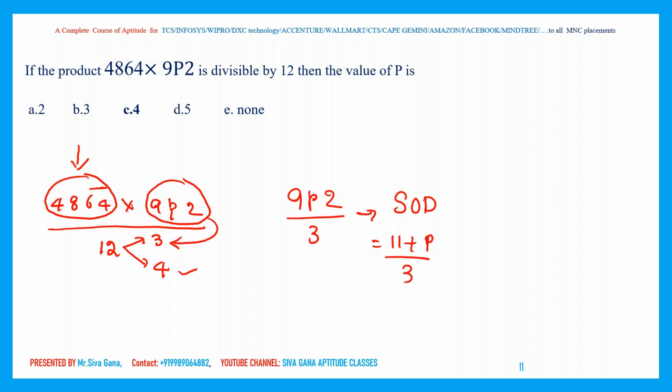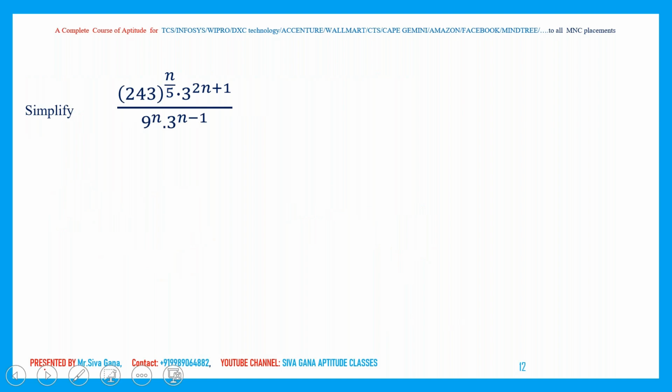Now if we put the first option, p is equal to 2, 13 by 3, not possible. If we put p is equal to 3, 11 plus 3, 14 by 3, not possible. If we put p is equal to 4, 11 plus 4, 15. 15 by 3 is possible, divisible. So the answer that we're looking for is p is equal to 4. For p is equal to 4, it should be divisible by 3.